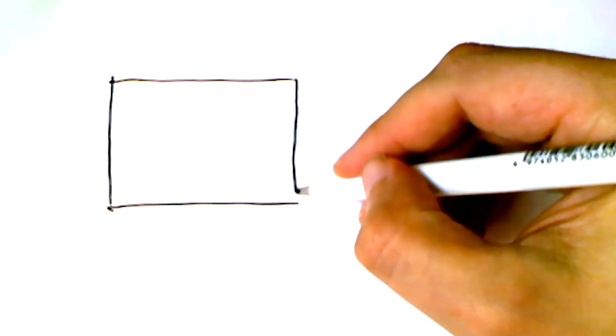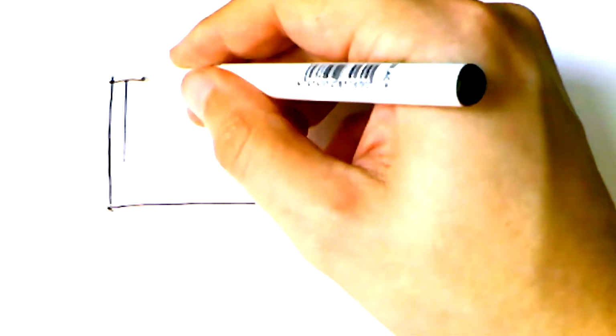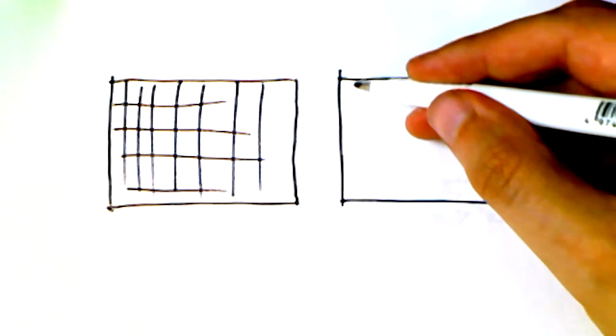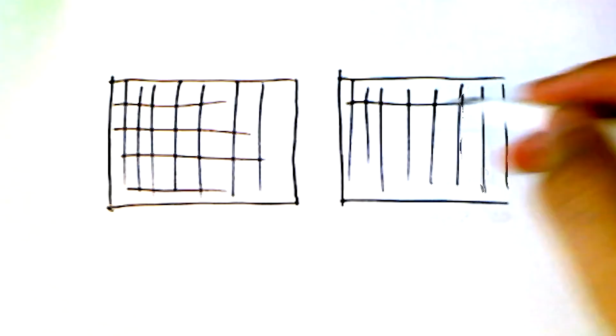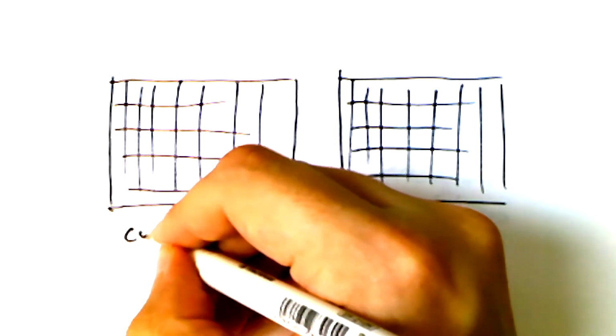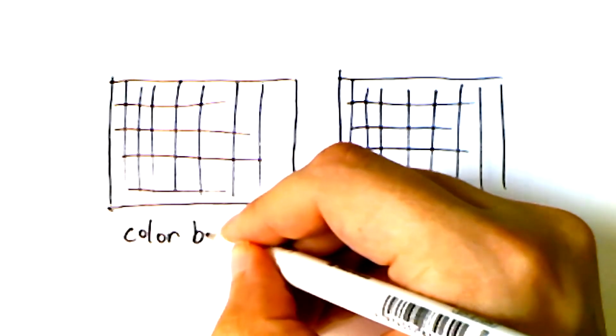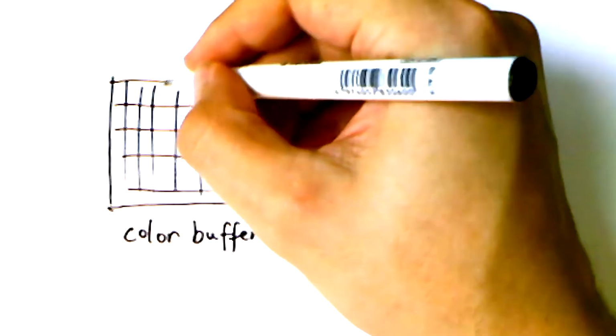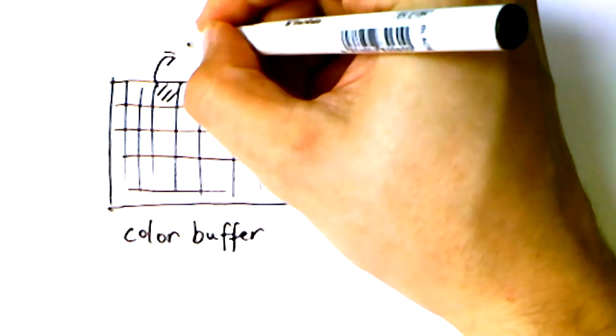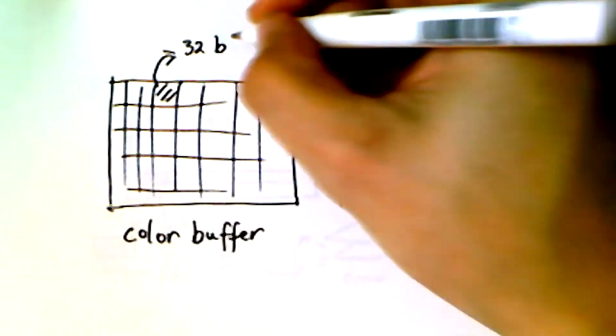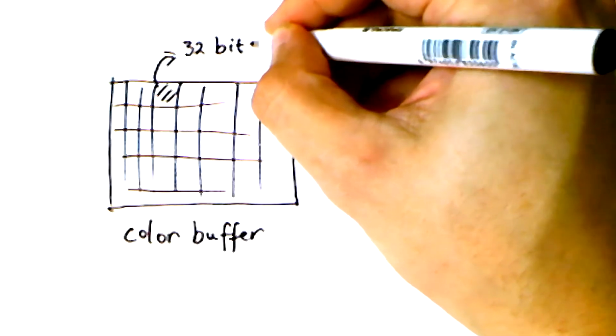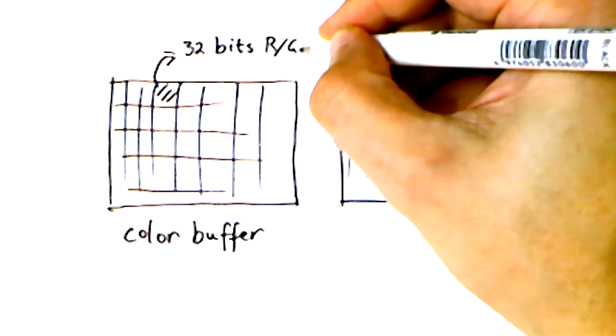But what data is stored and drawn on the screen? Well, typically, this is what's called a frame buffer. This consists of a color buffer, which is an array of pixels. Every pixel is represented with a 32-bit floating point number, where the first byte is red, next byte is green, blue, and alpha, so four bytes. And then we have a depth buffer and a stencil buffer.